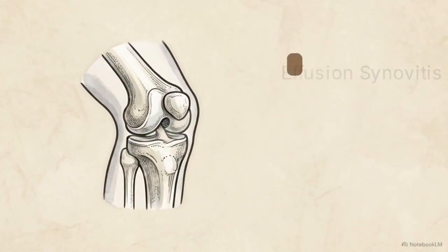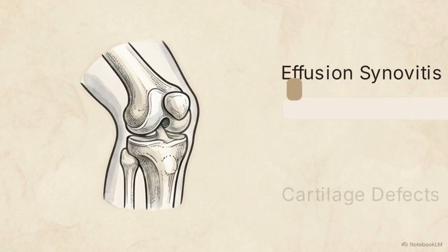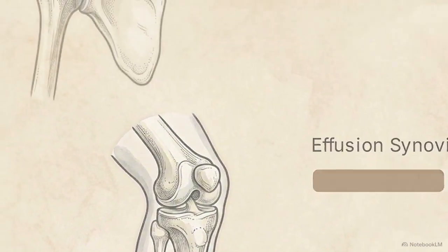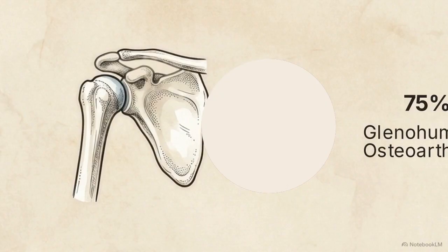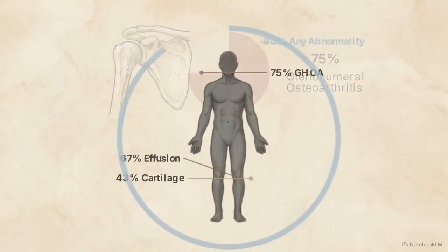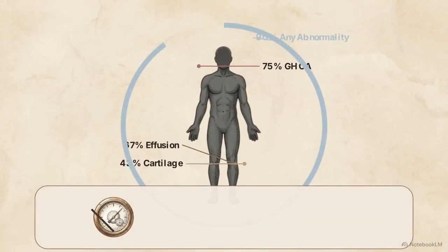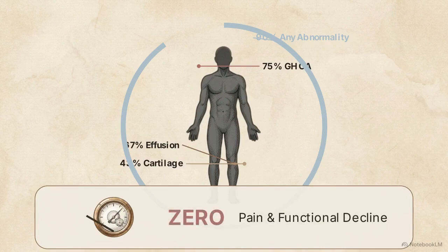The prevalence of specific knee pathologies was high, with 67% of these players showing effusion synovitis and 43% possessing cartilage defects. The S-Scrutiny review found similar trends in the general population, reporting that up to 75% of completely asymptomatic adults have glenohumeral osteoarthritis in their shoulders. Despite these visible structural defects, these populations reported zero pain or functional decline.